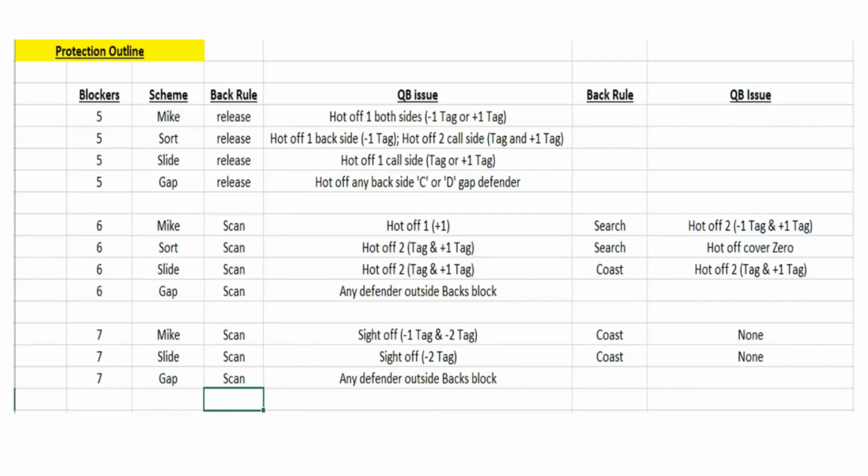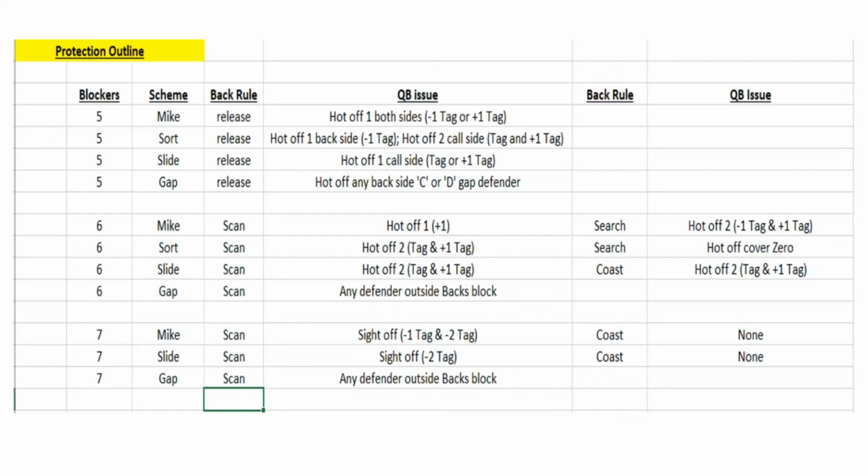And then the quarterback issue would be if we've got a Mike scheme protection and the linemen are going to handle the 4 down in the Mike or the tag, then the quarterback technically has a problem with the -1 and the +1. So he ends up being hot on both sides of the formation. If just the Will came, he's hot. And if just the Sam came, he's hot.